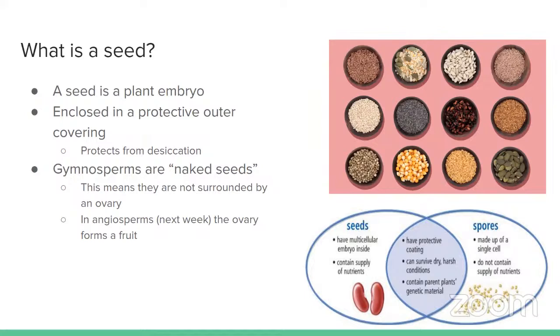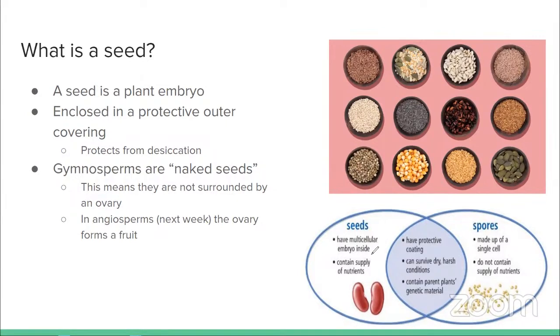So if we're comparing a seed to a spore, we have a little Venn diagram down here on the bottom. The major difference is that a seed has a multicellular embryo inside it, whereas a spore is just a single cell. Okay. And a seed is also going to have a supply of nutrients for the growing plant for when the seed sprouts. Not true for a spore. Both contain genetic material from the parent plant. Both do have some protection from dry conditions because we are talking about land plants, some form of protective coating like we saw on our ferns, but these will look different depending on the specific plant we're looking at.